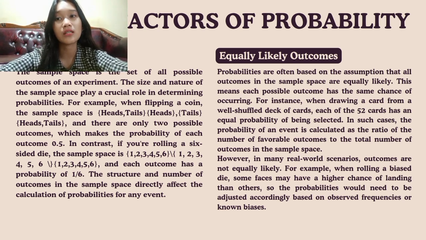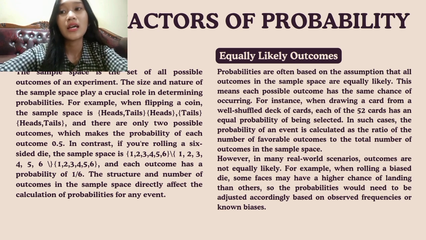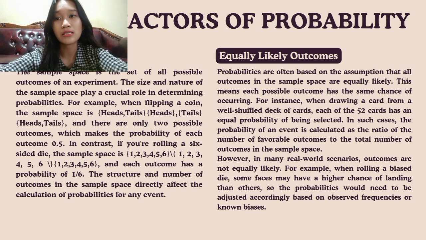The second factor is equally likely outcomes. Probabilities are often based on the assumption that all outcomes in the sample space are equally likely. This means each possible outcome has the same chance of occurring. For instance, when drawing a card from a well-shuffled deck of cards, each of the 52 cards has an equal probability of being selected. In such cases, the probability of an event is calculated as the ratio of the number of favorable outcomes to the total number of outcomes in the sample space.